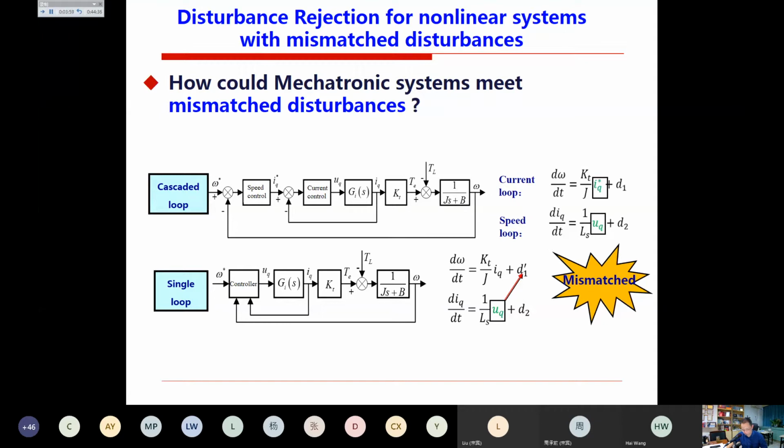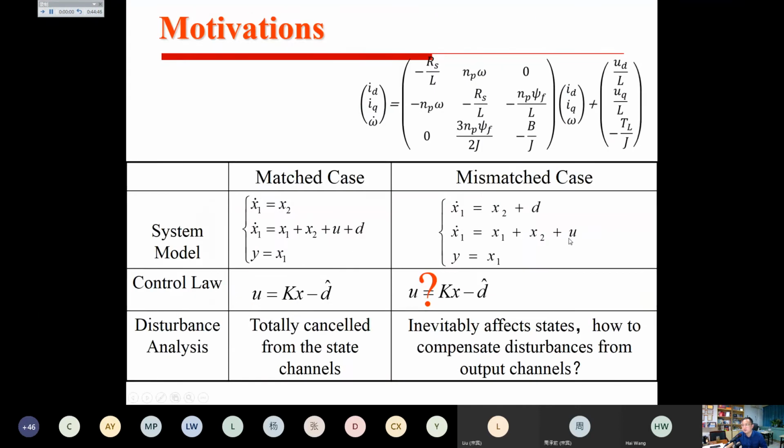So that's our main contribution. In this case, you have to treat the mismatched one. Still, we need to observe it and estimate it, but the feed-forward compensation is different. So it's called a mismatched one. You see the disturbance U plus D in the matched case, but in the mismatched case, U and D are not in the same equation, in the same channel.